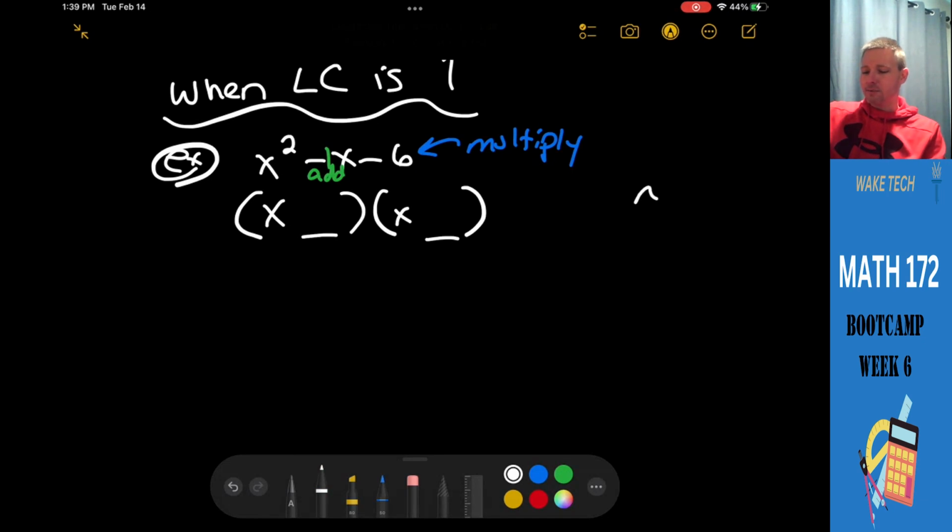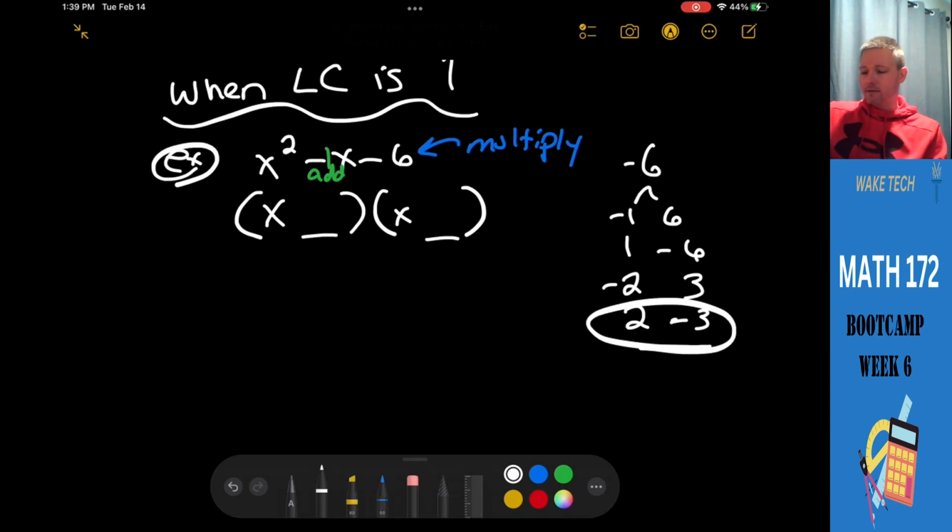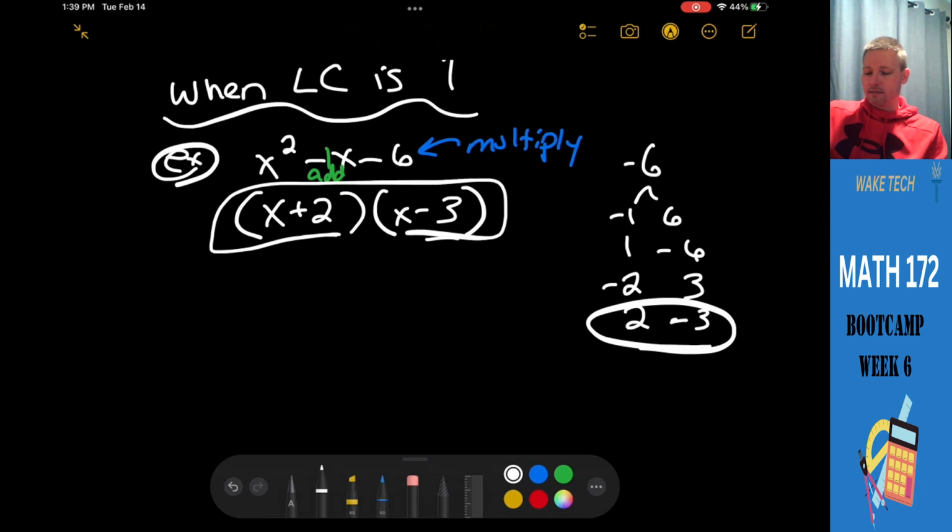So some options we have to multiply to -6: -1 and 6, 1 with -6, -2 with 3, 2 with -3. We need to pick the pair of these that if we add them, we get -1 back. The pair that does that is 2 and -3, so this factors into x plus 2, x minus 3. Right, and we'll spend some time practicing with that.